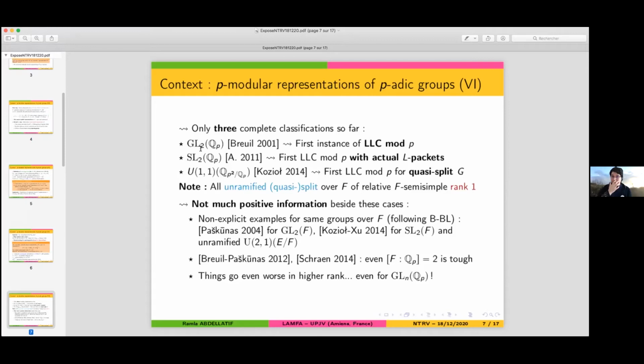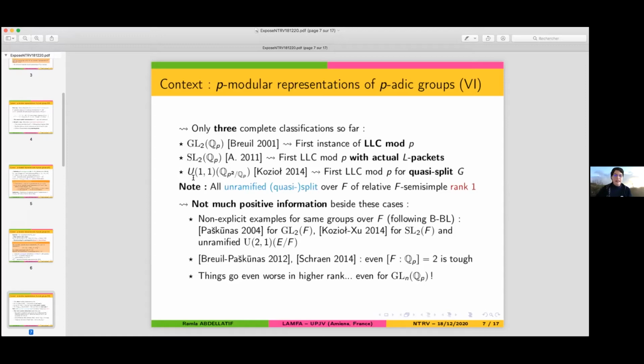Then in my thesis, I did the SL2(Qp) case, and this gave the first case of the p-modular local Langlands correspondence with actual packets. So here in the GL2 case, as expected, we had a one-to-one correspondence, I mean, one representation on the Galois side will correspond to one representation on the automorphic side. In the SL2(Qp) case, you have packets which are generically of size 2. There is one case when it's of size 1.